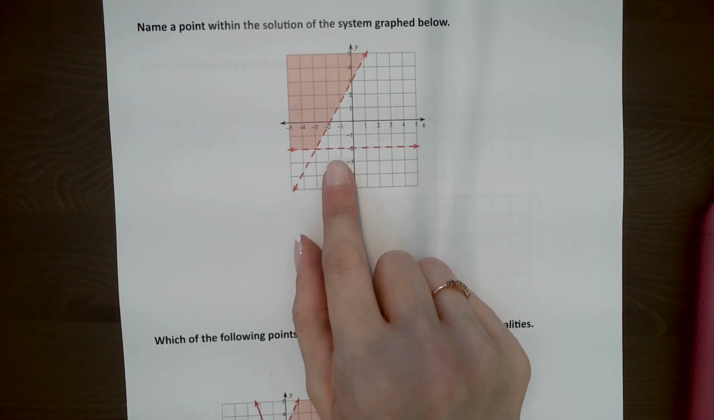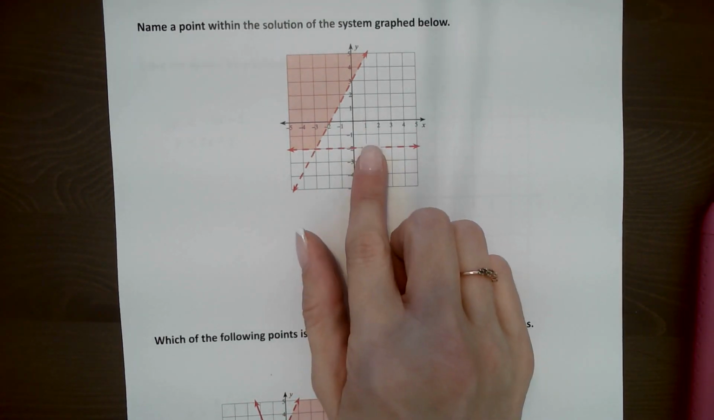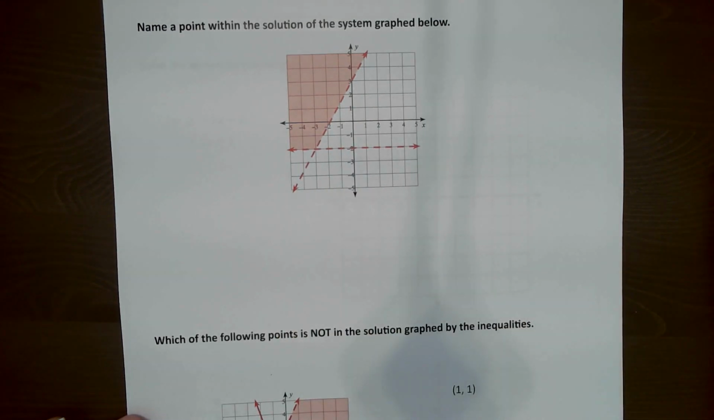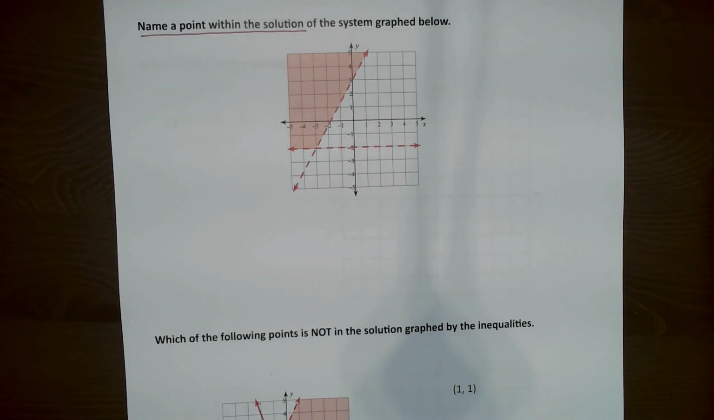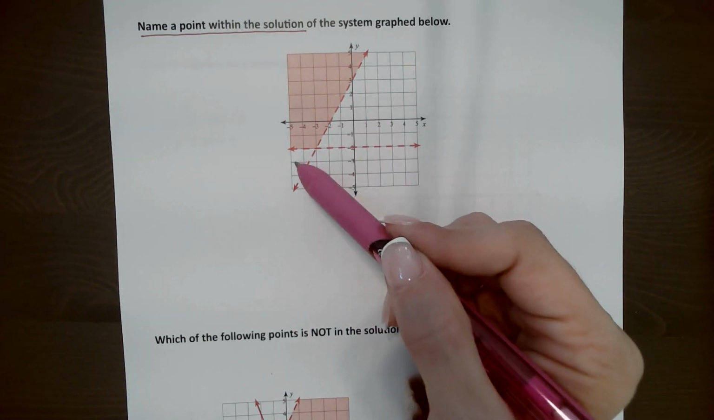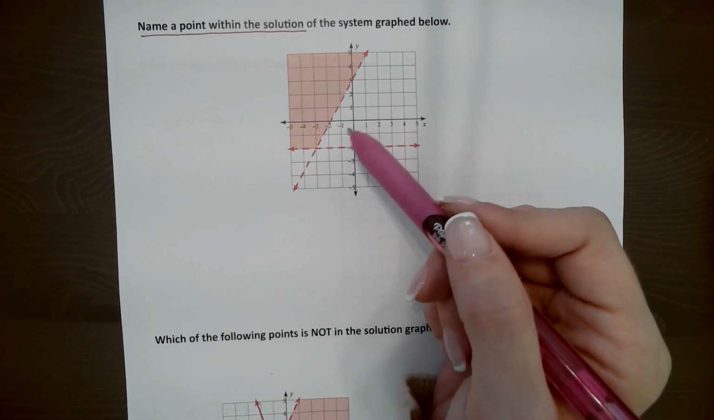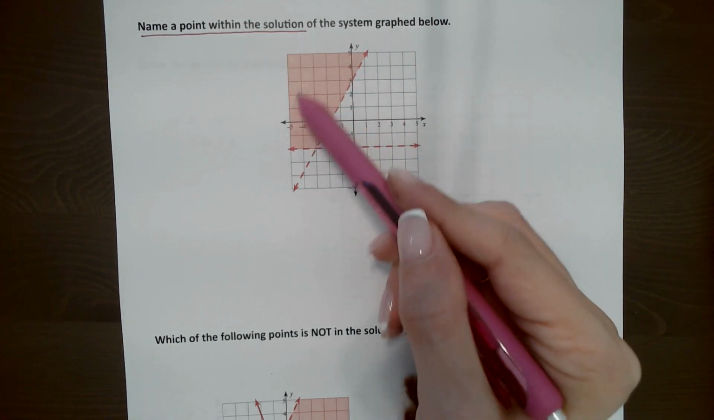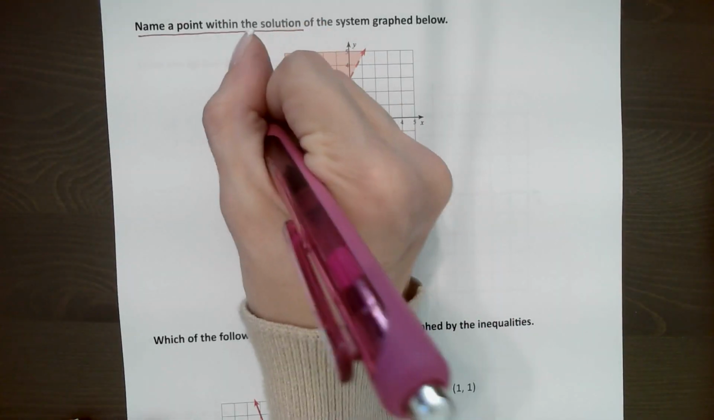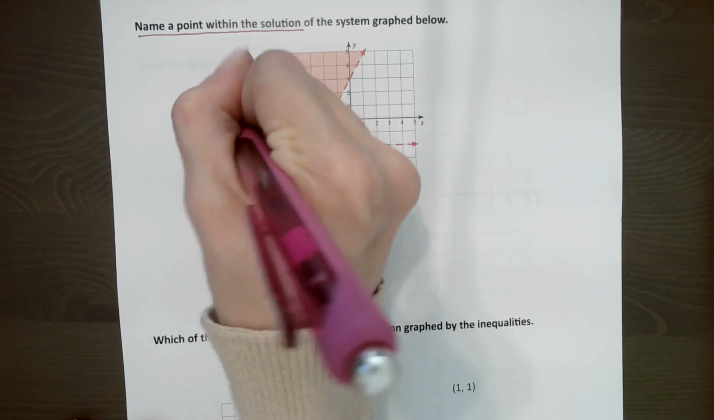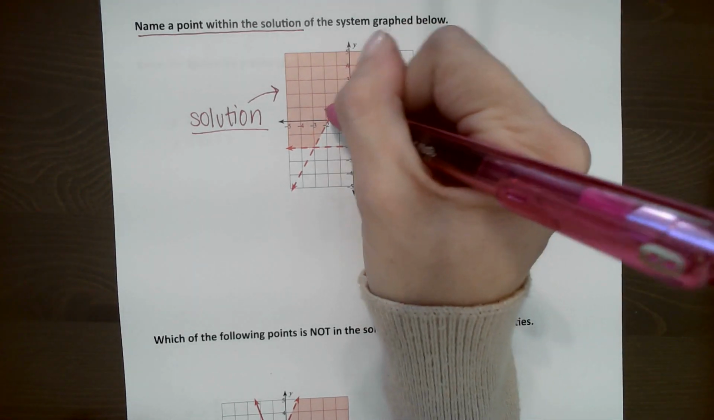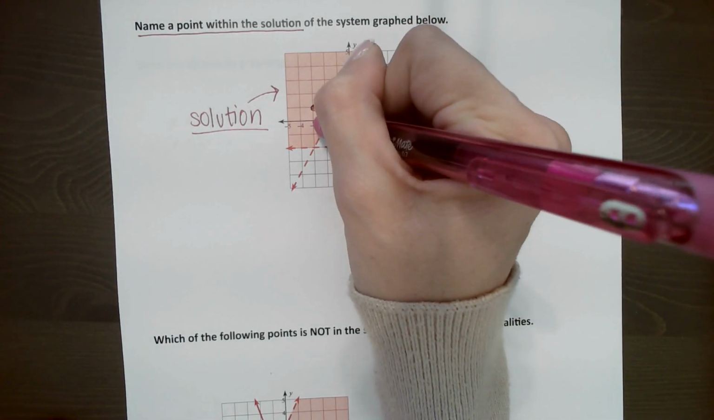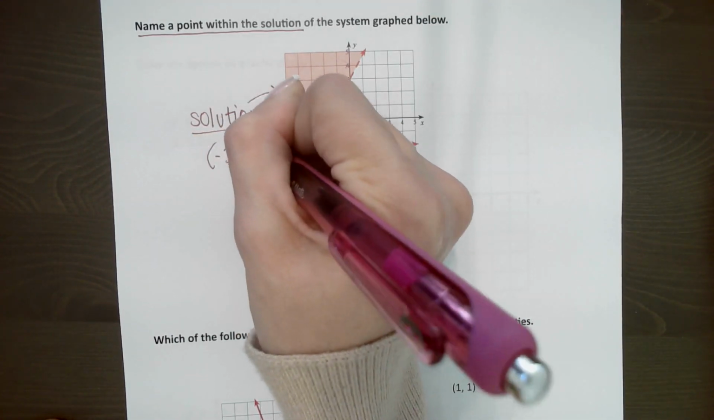Here they are giving us a graph of a system of inequalities, and we have to name a point within the solution. Now, this graph might look a little bit different because they only shaded the solution. They didn't shade the other pieces like we've been doing in class, but that actually makes it a little bit easier because it's clear this is the area they are referencing. So if this is our solution, we can name any point in this shaded area. So let's pick this point. That's -3, 1. That would be a point within the solution.